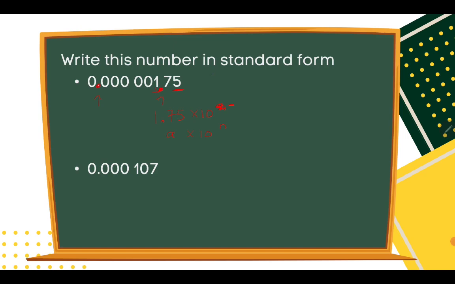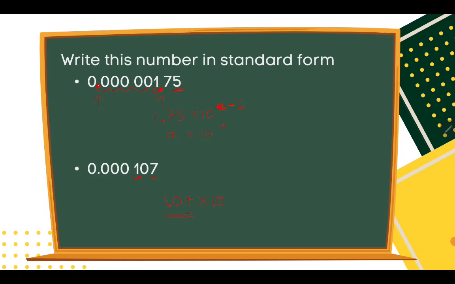We count 1, 2, 3, 4, 5, 6. So this one will be negative 6. Okay? The last example, the first non-zero digit, the last one. So I will write that one again. Put the dot immediately after the first digit. Times it by 10 to the power of n. We don't know if that one is positive or negative. So look, it is 1.07. So I will put the dot over here.